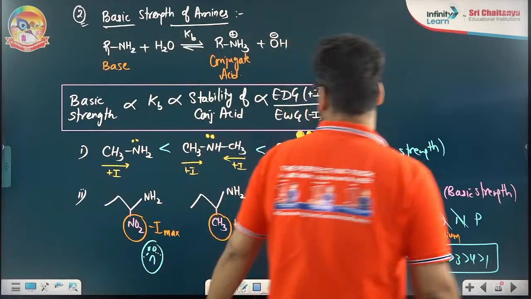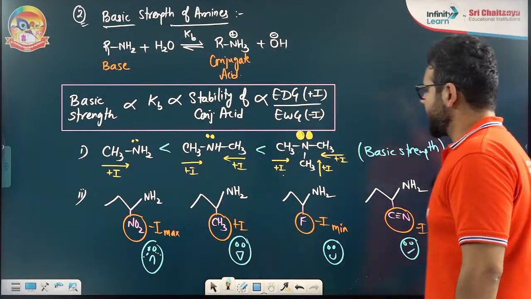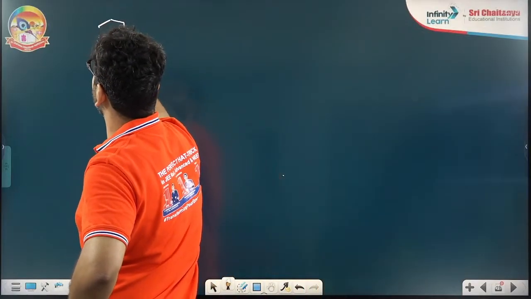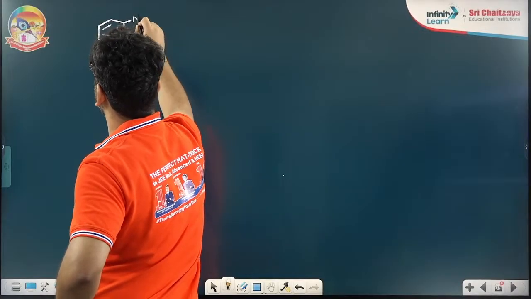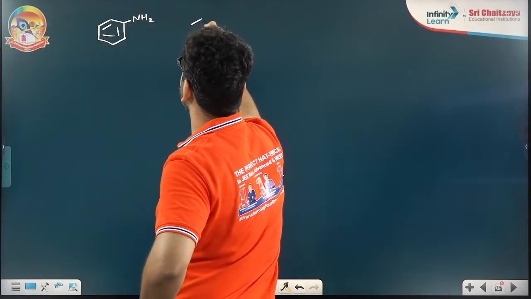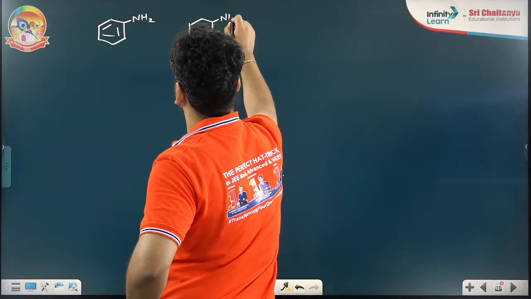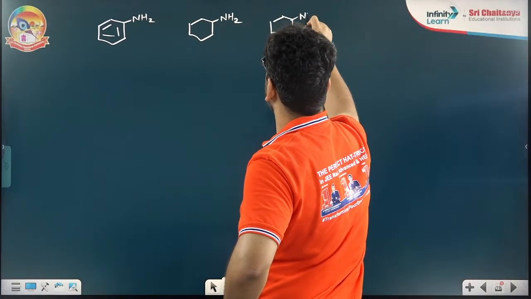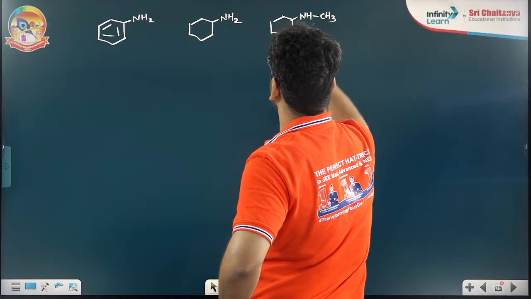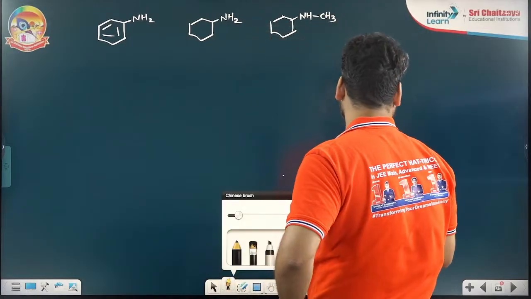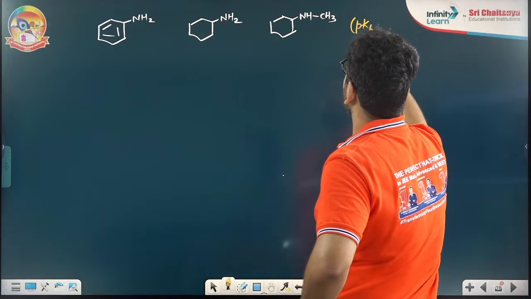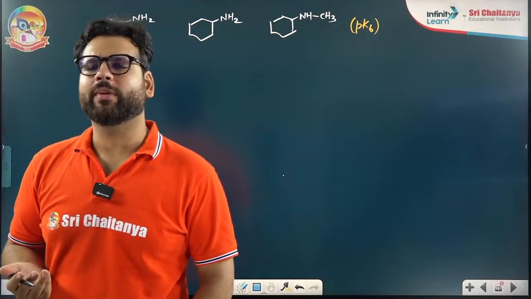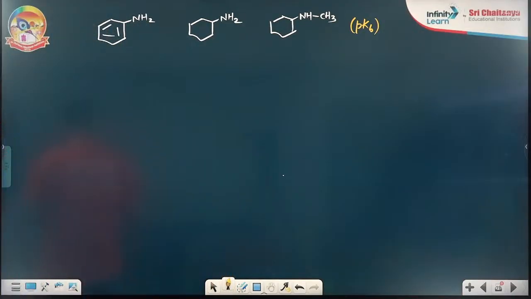Okay. So this is how you check the basic strength as well. Can you tell me for these two, if I take this one versus this one, versus this one? So for these three, if I ask you for pKb, beta, pKb will be inversely proportional to the Kb. Can you check for this?